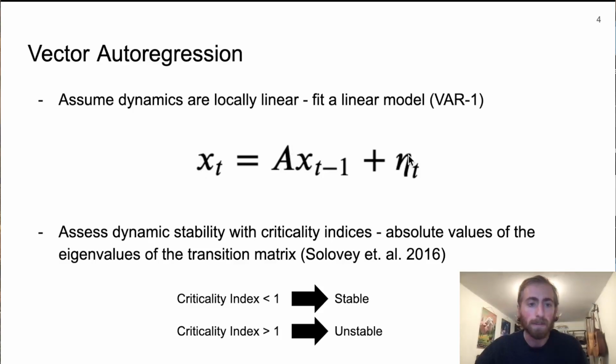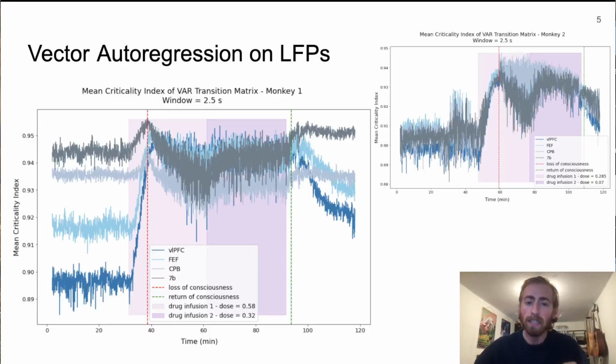plus some Gaussian noise. The absolute values of the eigenvalues of A are called criticality indices, and we can use them to assess stability. A criticality index less than 1 corresponds to stable dynamics, and an index greater than 1 corresponds to unstable dynamics. Importantly though, even below 1, the closer to 1 the criticality index is, the more unstable the system. Since the linear approximation only works locally on small timescales, we chunk the data into windows and then fit a VAR model to each of these windows. And we chose a window size of 2.5 seconds based on the model's mean squared error in one-step prediction.